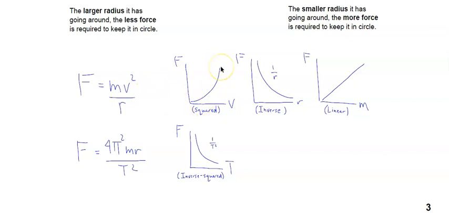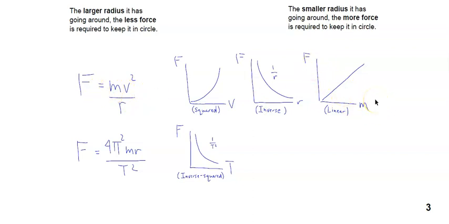That's a parabola. However, F to r, holding all things constant, r is raised to the first power. It's really 1 over r. That's an inverse relationship. And of course, F to m. Here's the mass. Mass is to the first power, and it's in the numerator, so it is a linear relationship.